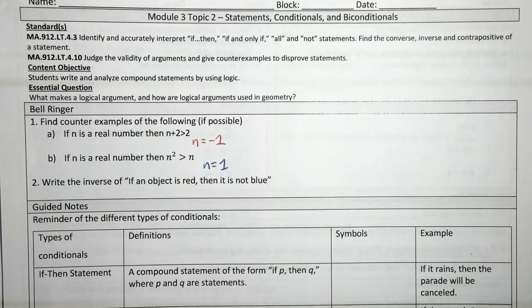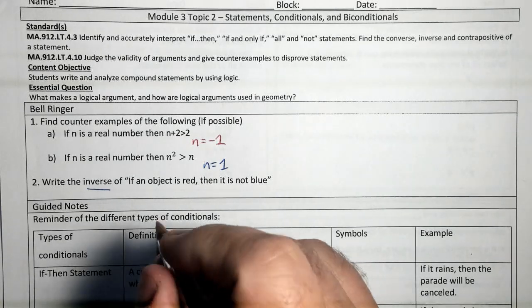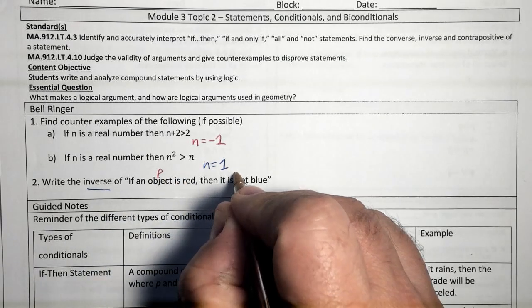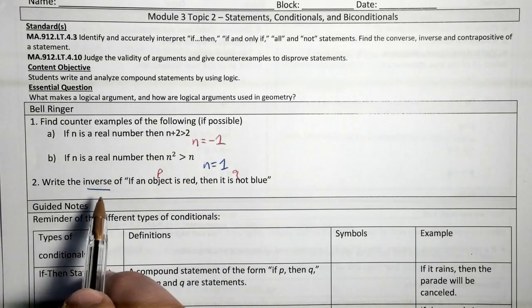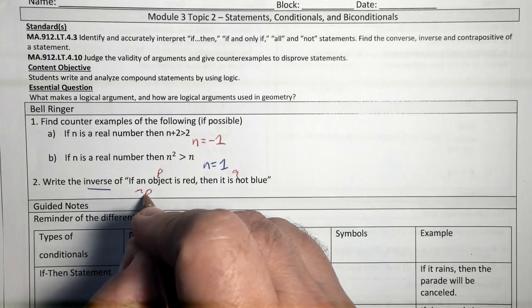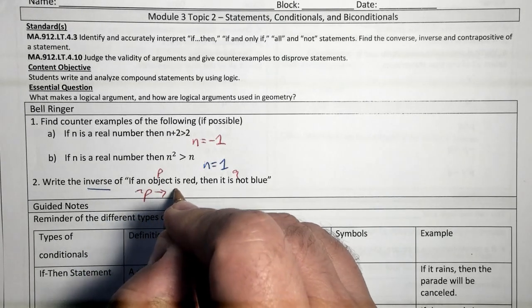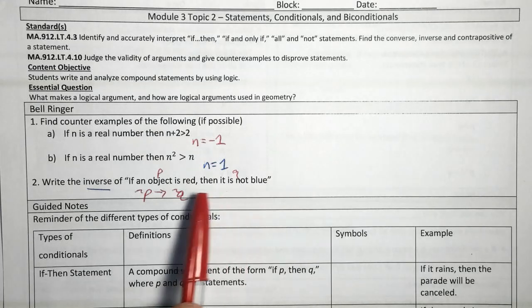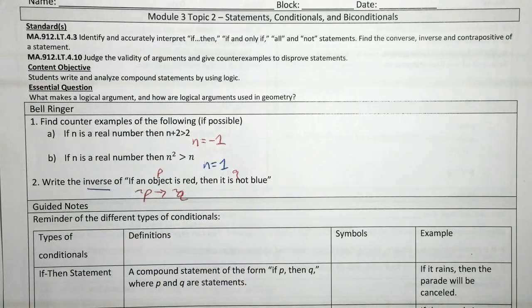Number 2, write the inverse of if an object is red, then it is not blue. Remember back to the first half of this lesson, the if part is going to be our P, and then that's going to be our Q, and the inverse is if not P, then not Q. So we're going to negate both of these, but keep them like they are.